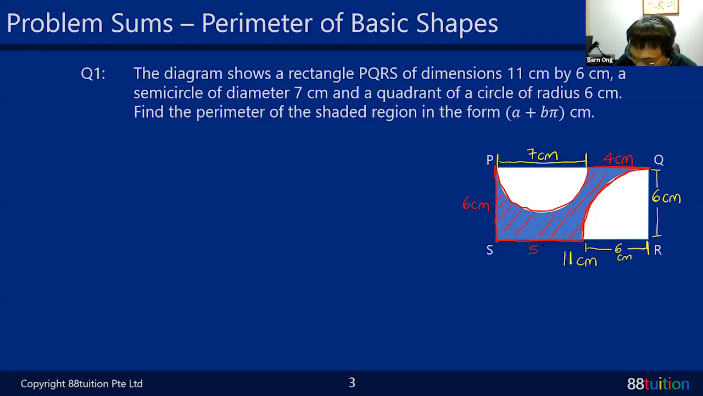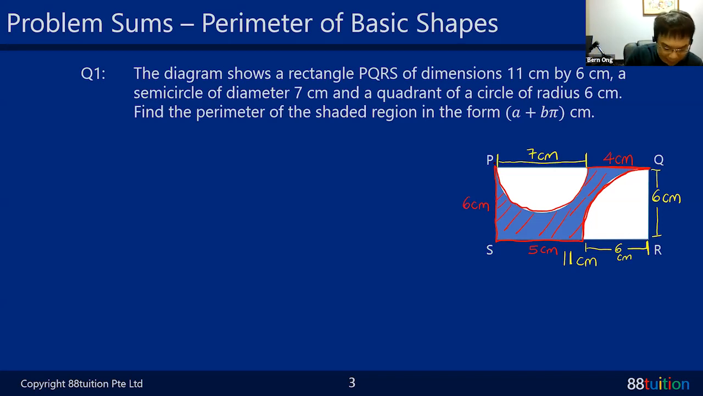This one doesn't look like 5 cm, but it's okay. Don't worry, they are just some raw numbers. We know that the length is 11. We know that the quadrant down there is 6. The remaining must be 5. It's not drawn to scale, so don't worry about it. The perimeter means that we have to find the arc of the semicircle and the arc of the quadrant, then plus 4, plus 6, plus 5. Can you see or not?